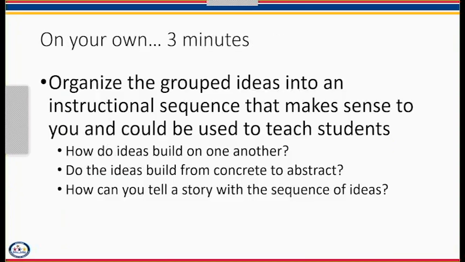So like I said when I was showing you the picture, we would now organize these group ideas into an instructional sequence that makes sense to the teacher and could be used to teach students. Really having teachers look at how these ideas build on one another. Did you order them from concrete to abstract, and why? And now can you tell a story with these sequences?